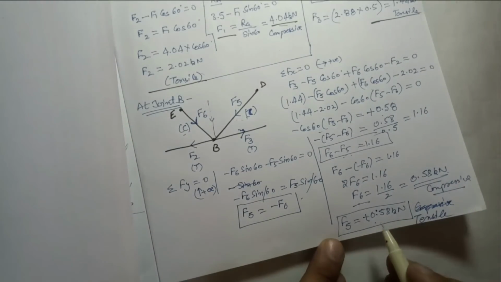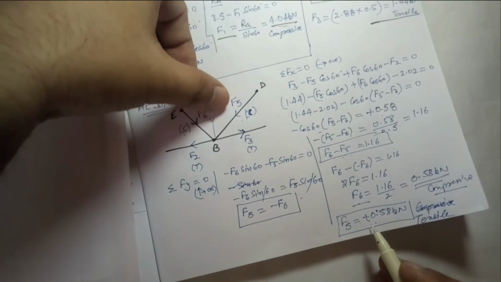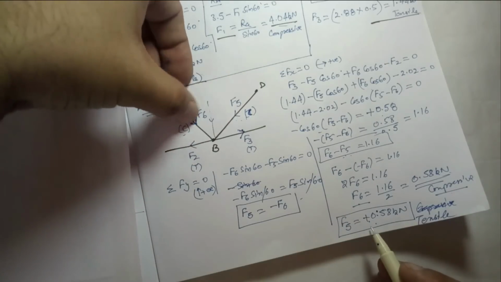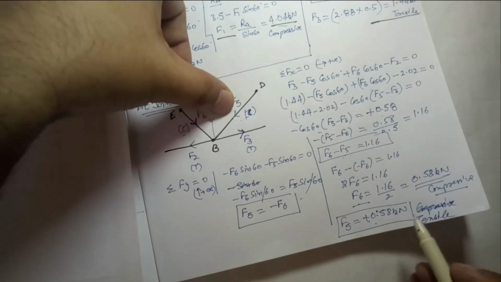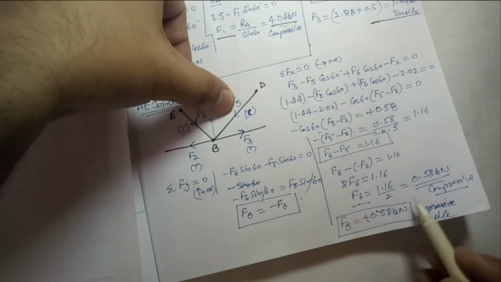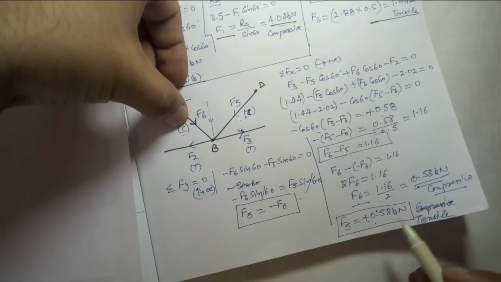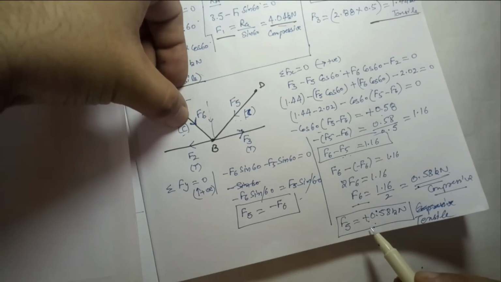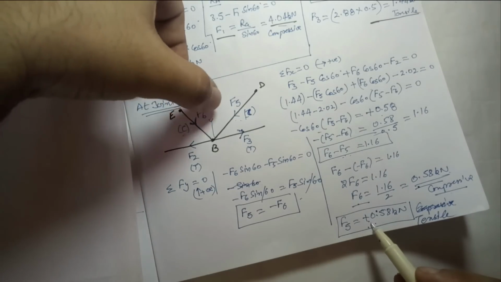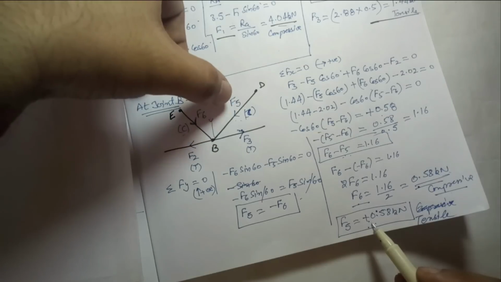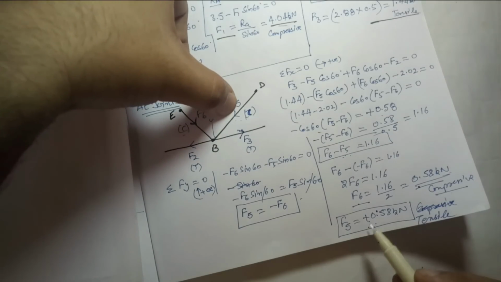Got it? What I have told you: we have taken F6 and F5 in the same direction, both compressive. F6 is coming positive, so compressive is okay for F6. For F5 it is coming minus, so minus means it is opposite to the assumption. We assumed compressive, so it will be tensile, right?